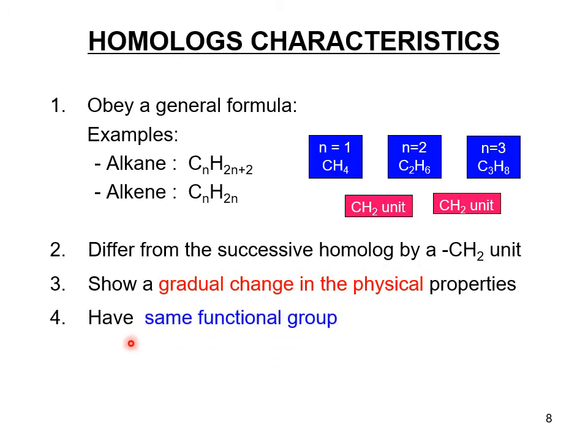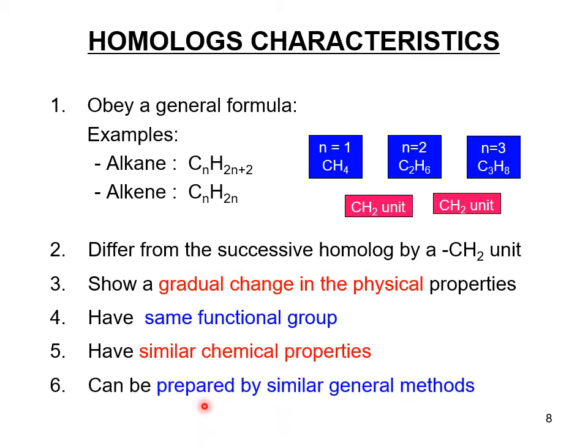And at the same time, they have the same functional group. For example, alkene, starting from ethene, propene, butene, all have the same functional group, which is the carbon-carbon double bond. And they have similar chemical properties, because the same functional group will have the same chemical properties and can be prepared by a similar general method.